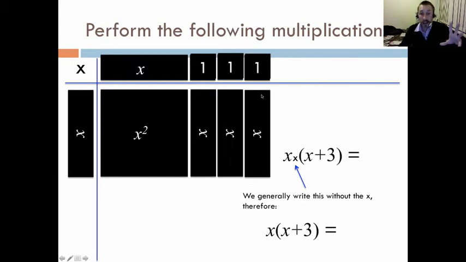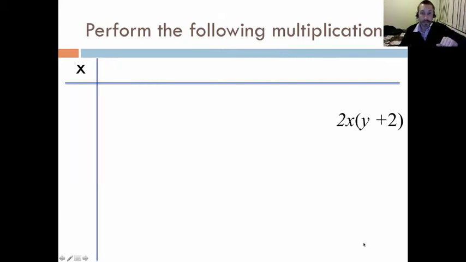Now what have I got together? Well, I've got an x squared and 3 x's. Note that you can't join these ones up together because they're not the same shape, are they? So you've got an x squared plus 3x, and that's what you can see there.